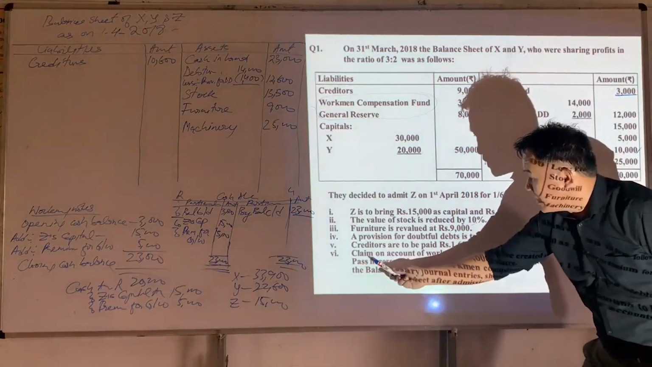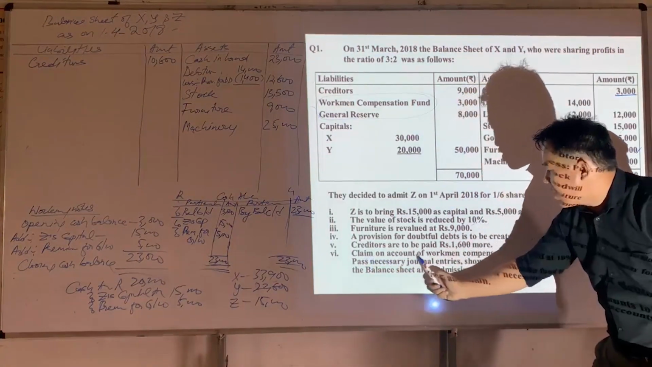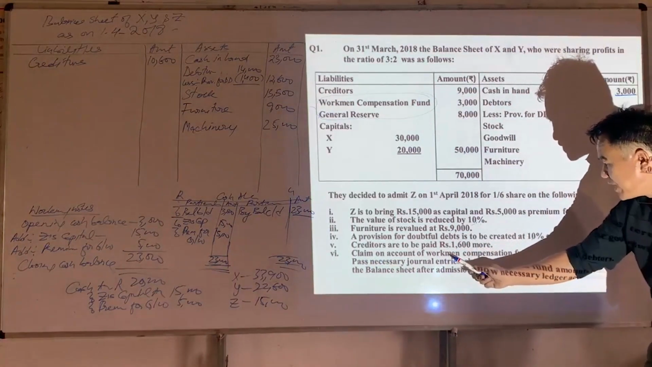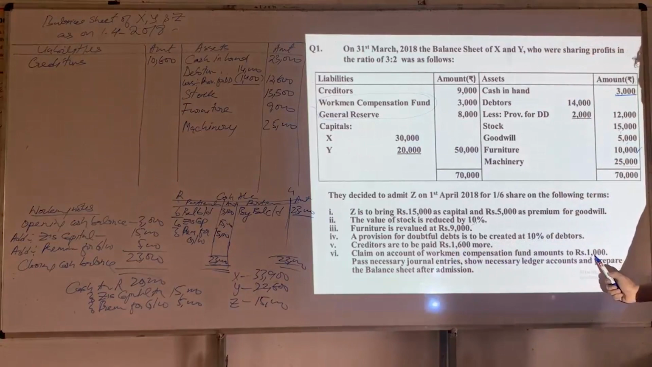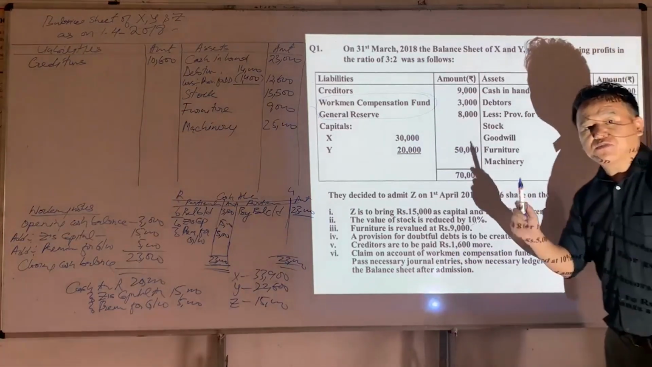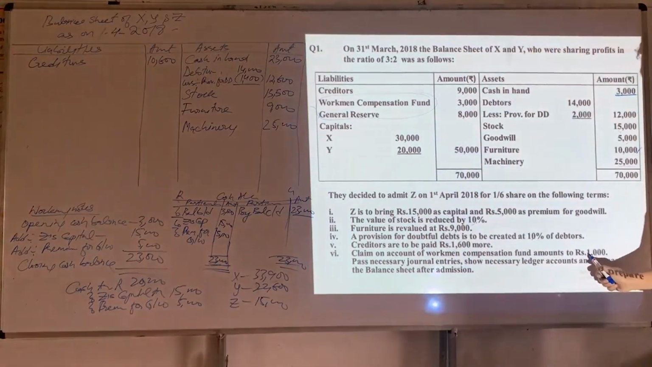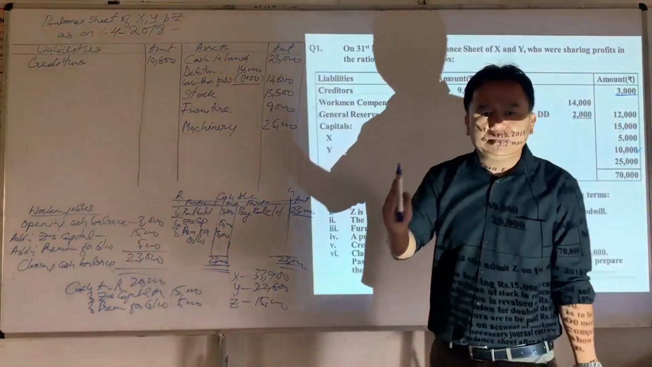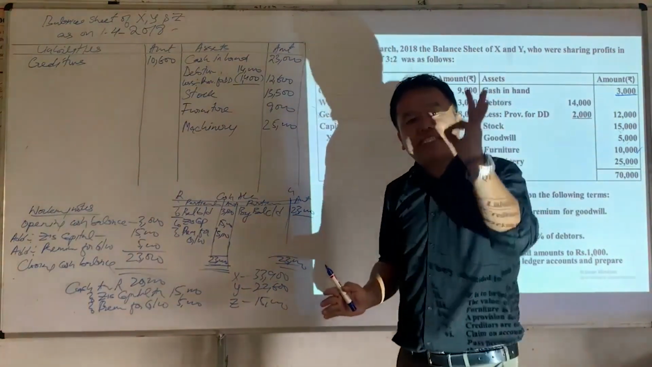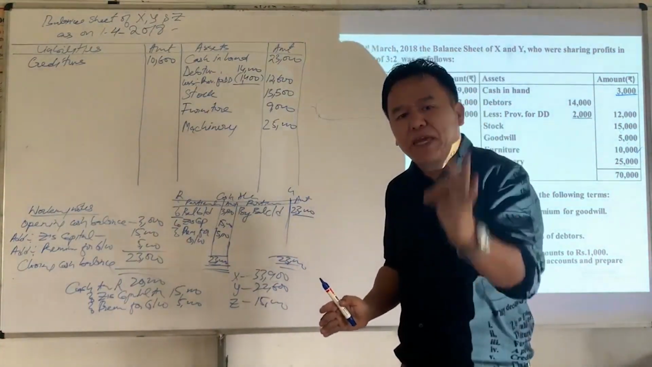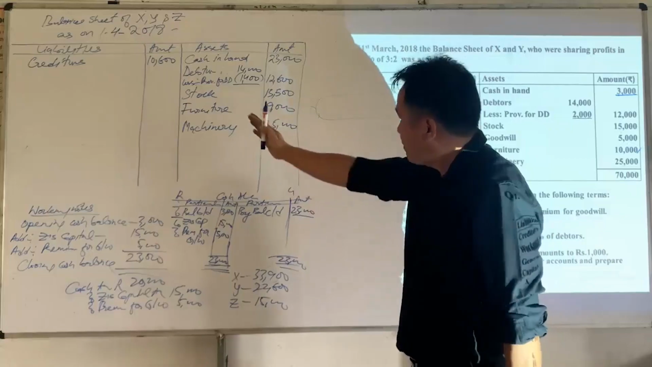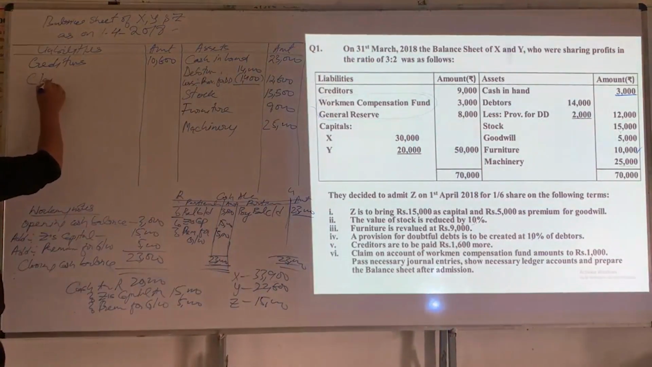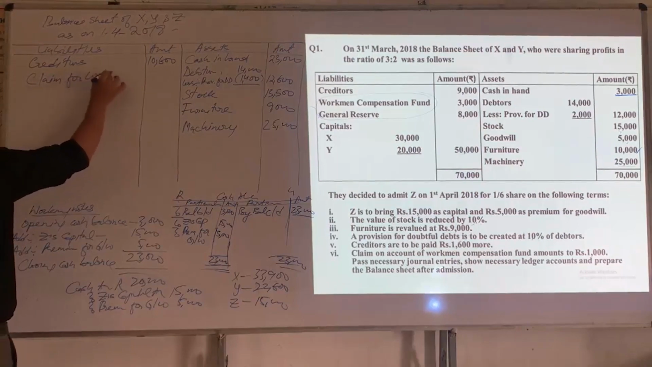Now, here there is a claim on account of workmen compensation fund amount. So here Walker has made a claim of rupees 1,000. Since Walker has claimed rupees 1,000, this 1,000 is to be paid to Walker, and the same is admitted by the firm, but the amount is still payable. So all the payables or liabilities should be shown on the liability side. So that is why claim for Walker compensation fund.